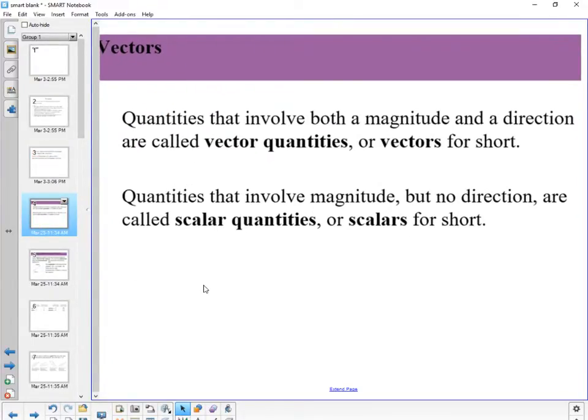Quantities that involve both a magnitude and a direction are called vector quantities, or just vectors. Quantities that involve the magnitude but no direction are just called scalar quantities, aka scalars. A vector has both magnitude and direction. Scalars have only magnitude, but they don't give you direction.